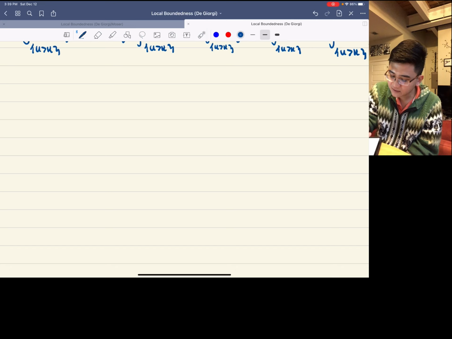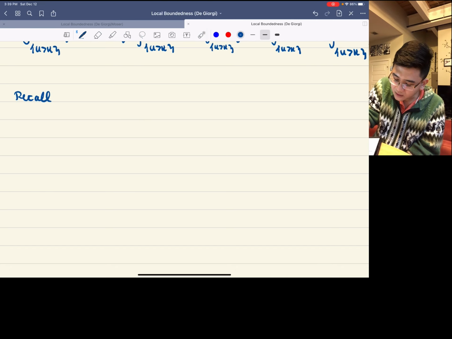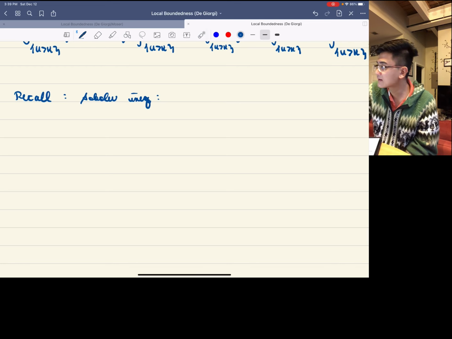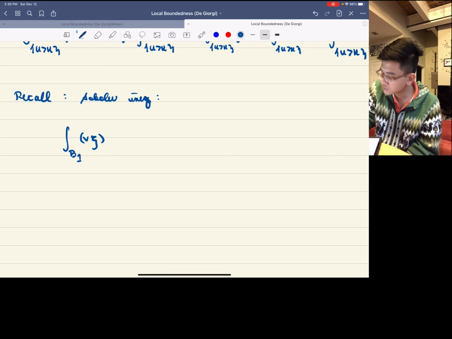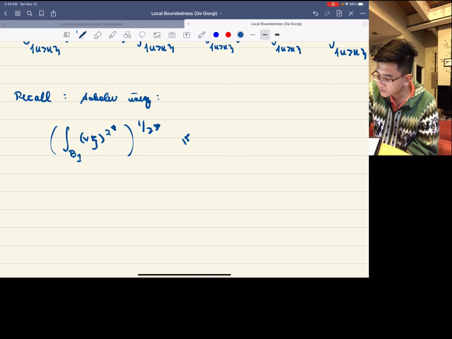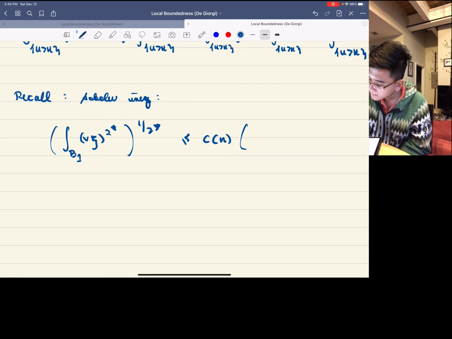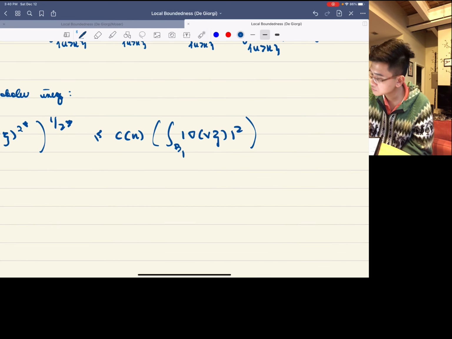To deal with that, we recall first the Sobolev inequality. What that is, is that we have this: the integral over B1 of v zeta to the 2 star, to the power 1 over 2 star, is less than or equal to some constant dependent on n times the integral over B1 of gradient v zeta squared, to the 1/2.